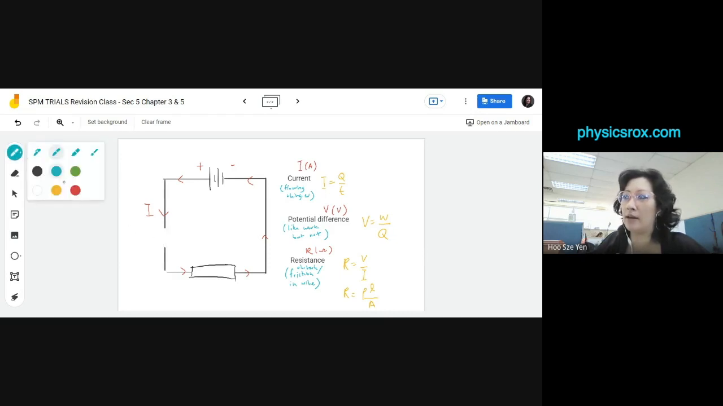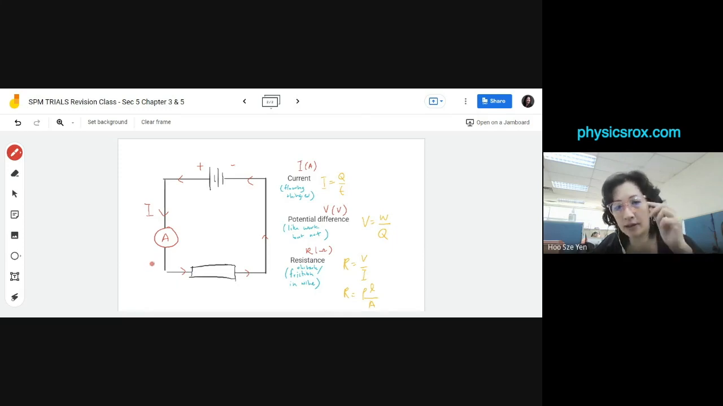This is why current is always measured with an ammeter that's placed in series, because you are measuring how much is the flow of charge every second at one point. So you put a marker there, then you count how much is passing through. You start the timer, then you count.